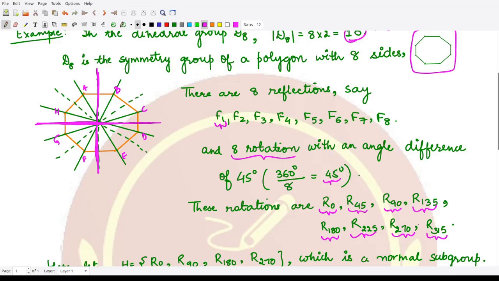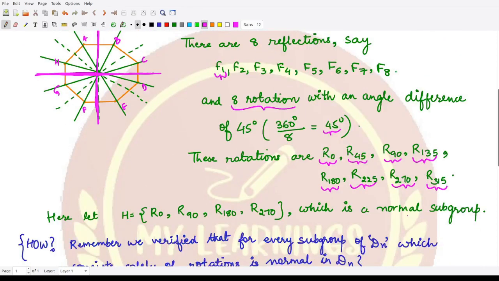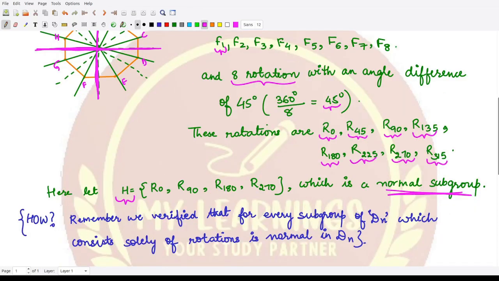Now, apart from these 16 members, let's consider a subset which forms a normal subgroup of it. For the dihedral groups, we have a subgroup which consists only of rotations. That subgroup is a normal subgroup in Dn. We already saw this through an example in the previous video, right? So let's construct this H by taking only the rotations which are R0, R90, R180 and R270. Now this is a normal subgroup, right?